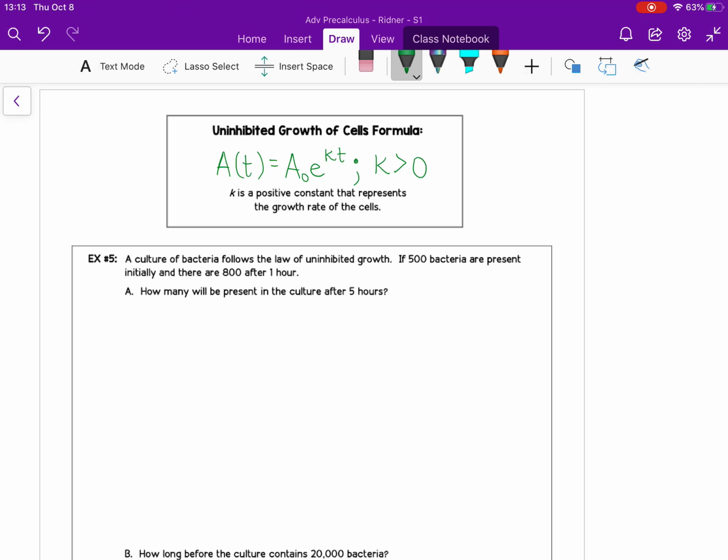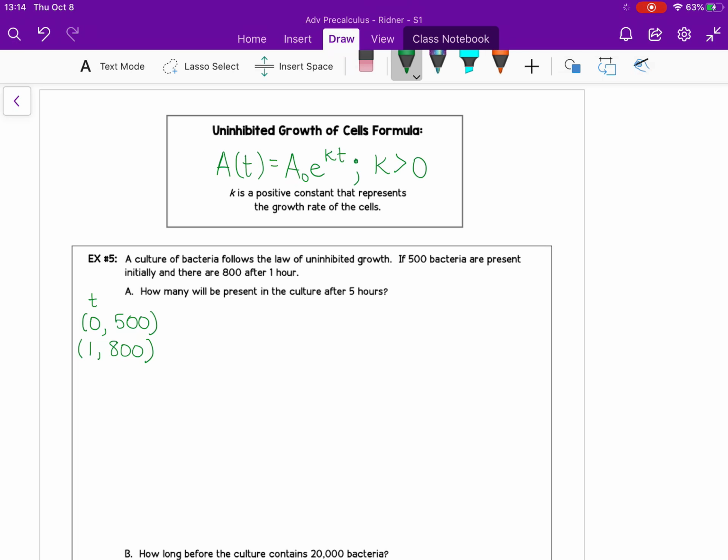A culture of bacteria follows the law of uninhibited growth. If 500 bacteria are present initially, and there are 800 after 1 hour, then how many will be present in the culture after 5 hours? So initially, remember x is 0 initially, or in this case t. There are 500 present. After 1 hour, there are 800 present.